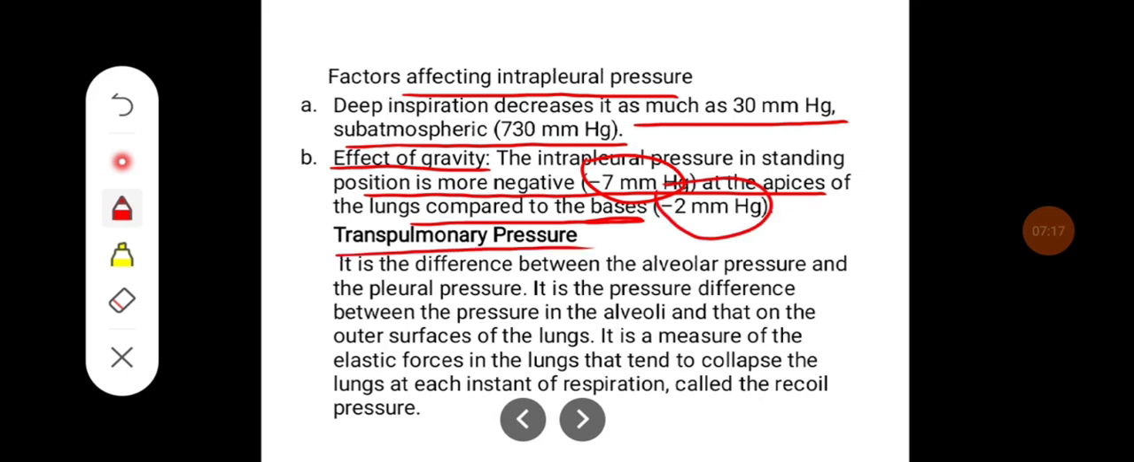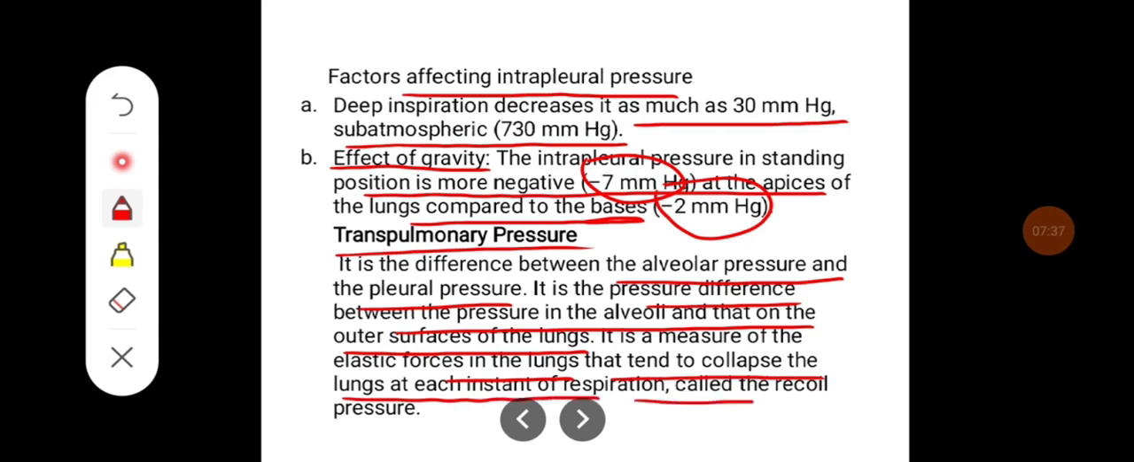Transpulmonary pressure. It is the difference between the alveolar pressure and the pleural pressure. It is the pressure difference between the pressure in the alveoli and that on the outer surfaces of the lungs. It is a measure of elastic forces of the lungs that tend to collapse the lungs at each instant of respiration, called recoil pressure.